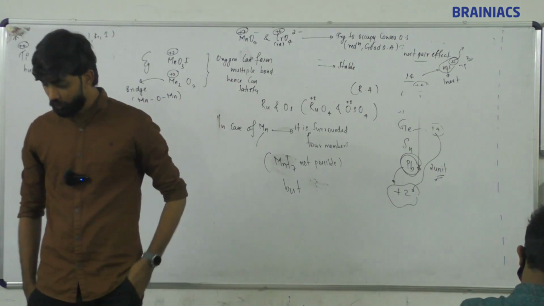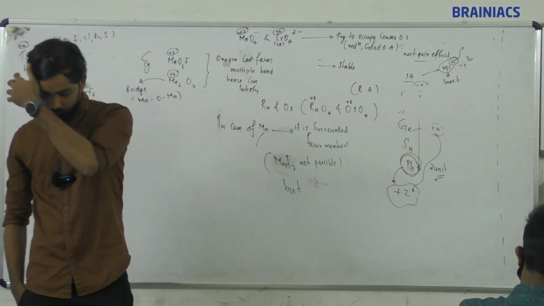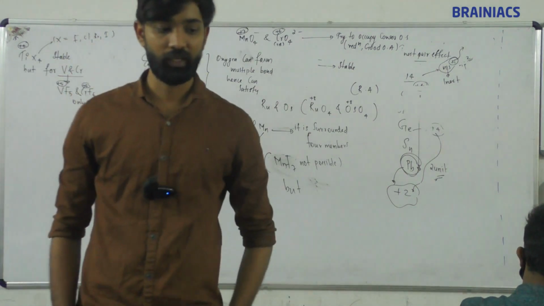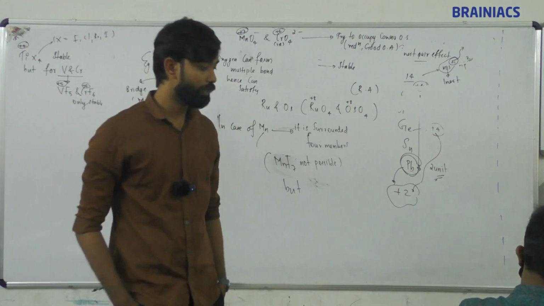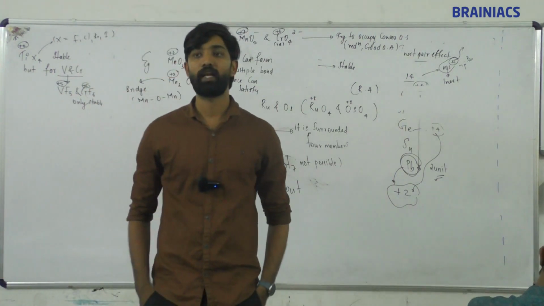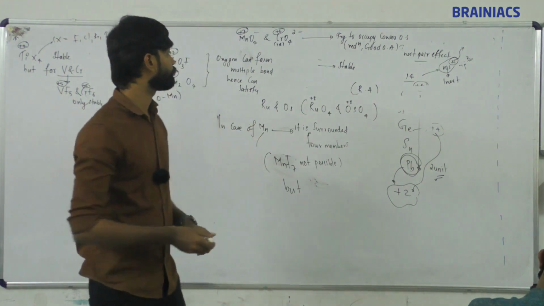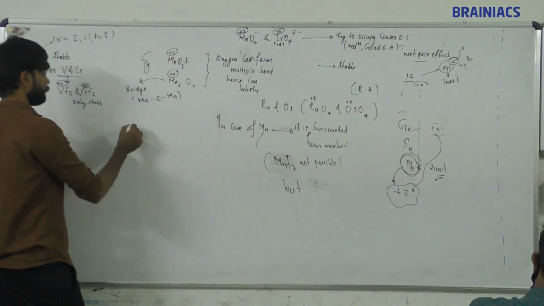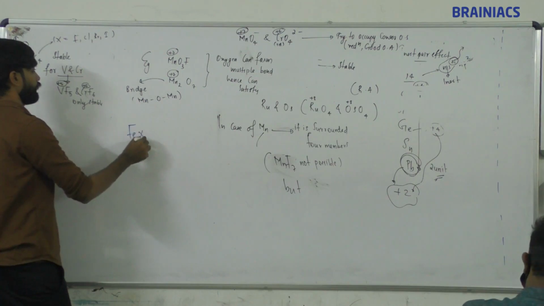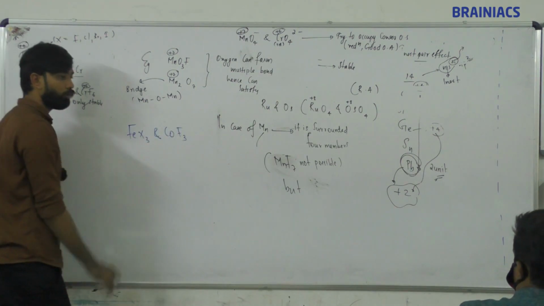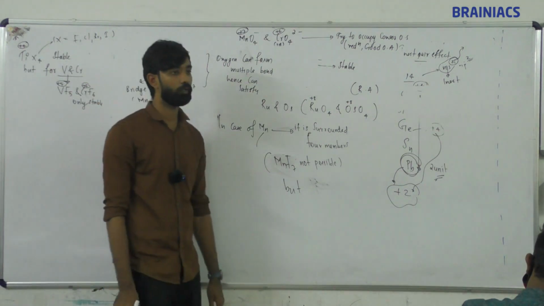Beyond manganese, no metal trihalide exists, except FeX3 and CoF3.